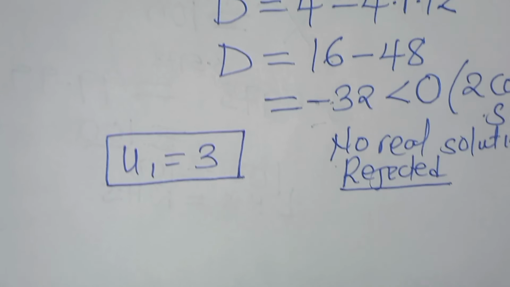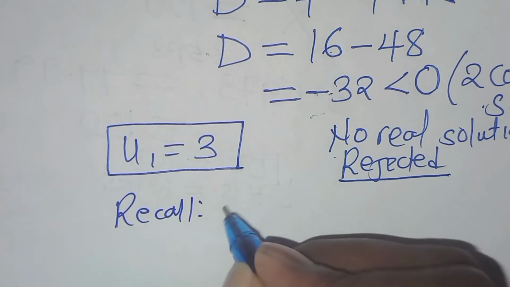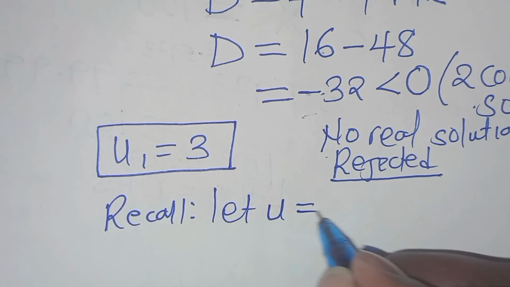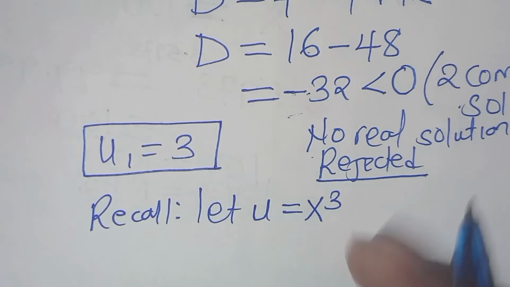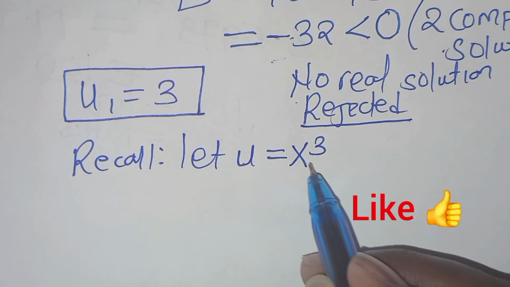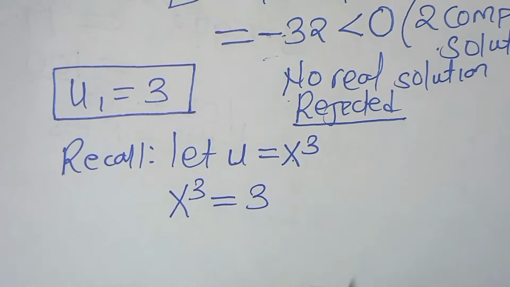The next step from here, if you recall, we have seen that let u be equal to x to the power of 3. So let's substitute u with x to the power of 3. We have x to the power of 3 equal to 3.